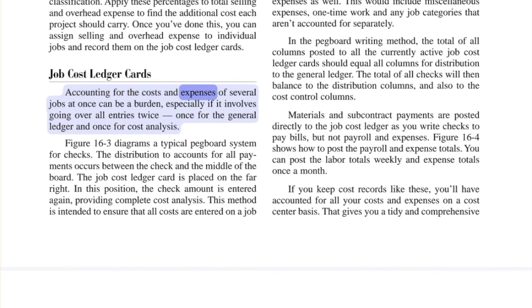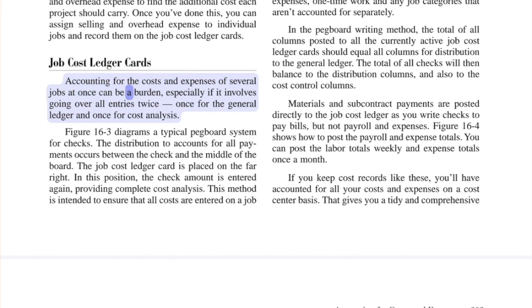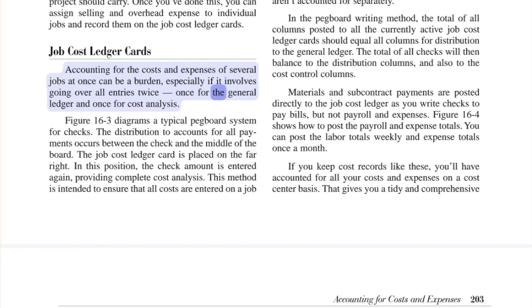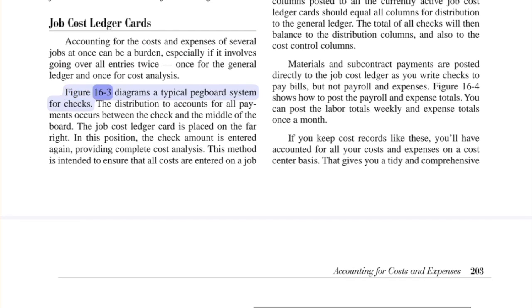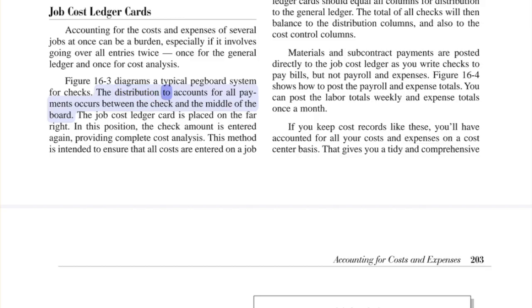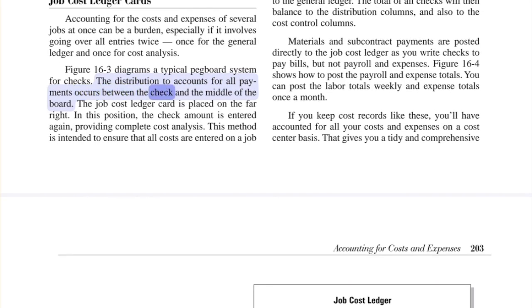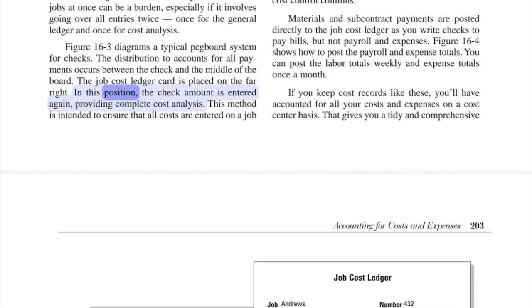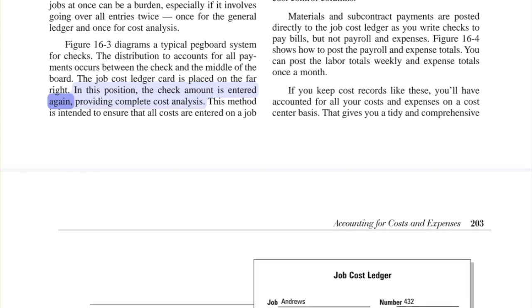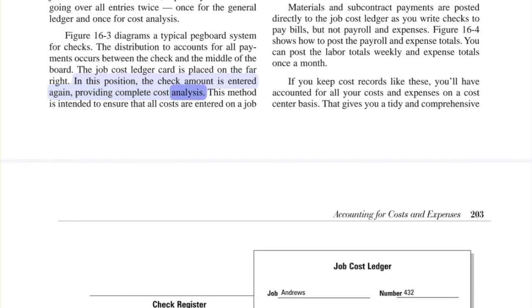Accounting for the costs and expenses of several jobs at once can be a burden, especially if it involves going over all entries twice, once for the general ledger and once for cost analysis. Figure 16-3 diagrams a typical pegboard system for checks. The distribution to accounts for all payments occurs between the check and the middle of the board. The job cost ledger card is placed on the far right. In this position, the check amount is entered again, providing complete cost analysis.